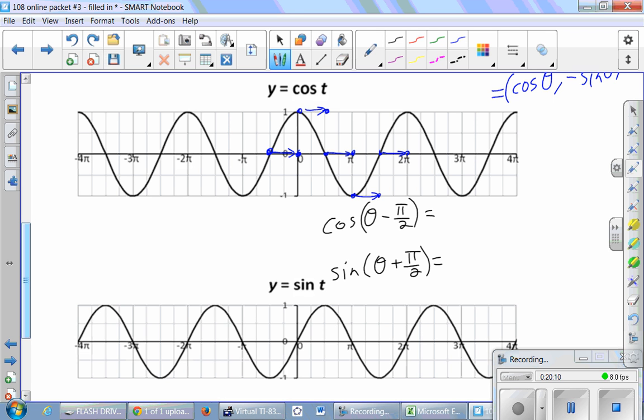And so if I connect those 5 dots that I just drew, then I should get a very familiar looking graph. It sure looks an awful lot like sine. So cosine of theta minus pi over 2 is just exactly the same as sine of theta.